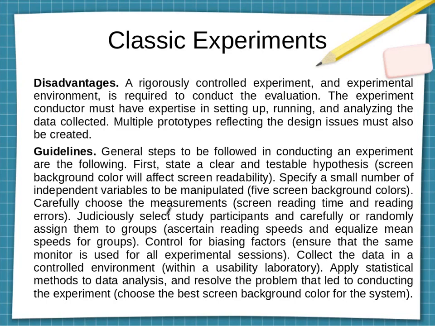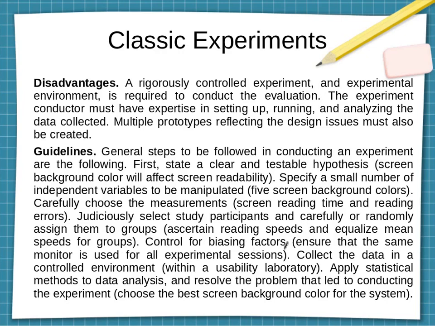First, state a clear and testable hypothesis: screen background color will affect screen readability. Specify a small number of independent variables to be manipulated: 5 screen background colors. Carefully choose the measurement: screen reading time and reading errors. Judiciously select study participants and carefully or randomly assign them to groups. Ascertain reading speeds and equalize mean speeds for groups.